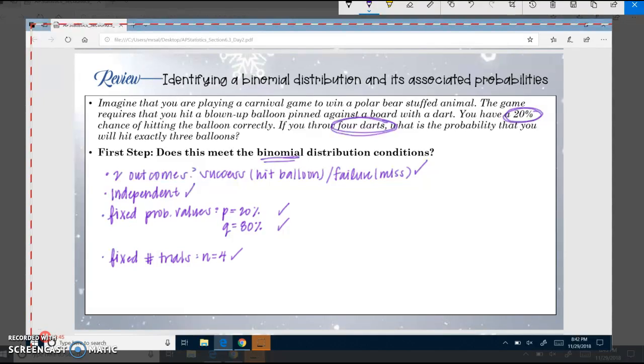So we've met the conditions that we need to check. Is it binomial with just 2 outcomes? Is each event independent? Is the probability of success and failure going to stay fixed? And is the number of trials also fixed? Because all of those conditions are met, we're good to go to check out the probabilities using the formulas that we know for the binomial distribution.